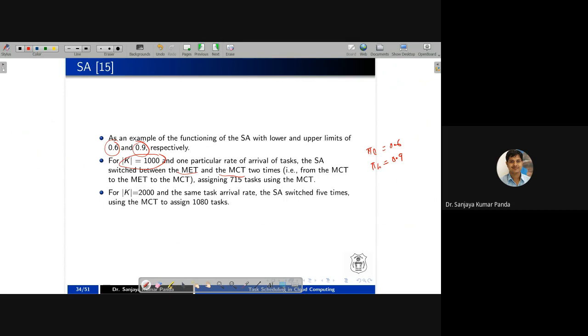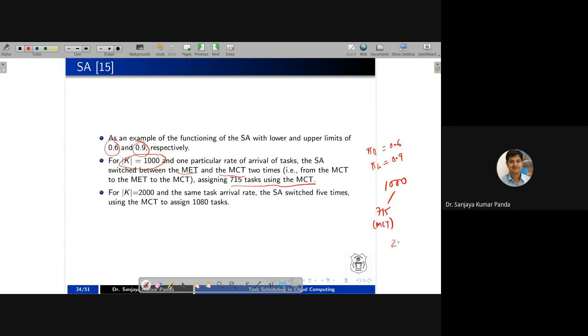Sometimes we think that if the switching is more, like you have seen in the round robin algorithm, right? We are doing context switching. So if there is a frequent context switch, then it leads to an overhead. Similarly, frequently switching from MCT to MET and MET to MCT is also an overhead. Just like a switch case: if the first one is true, you will go for case 1. If case 1 is not satisfied, you can go for case 2, right? That is from MCT to MET and again to MCT, assigning 715 tasks in MCT. So out of 1000 tasks, 715 tasks are assigned by MCT.